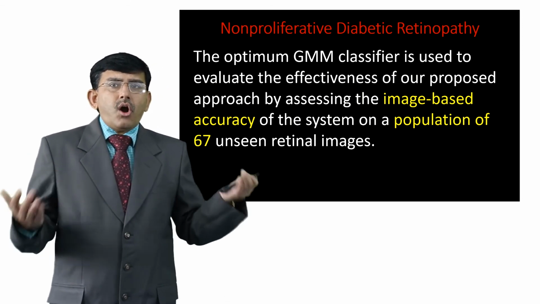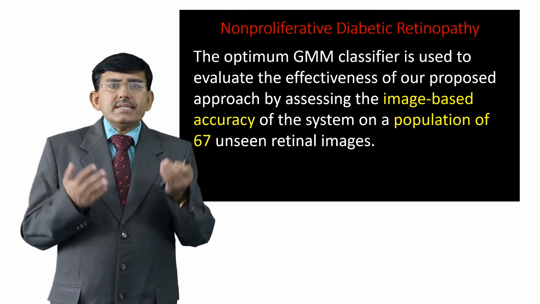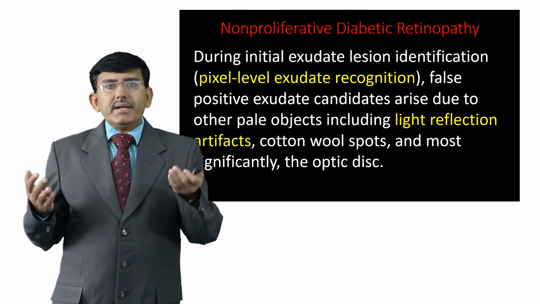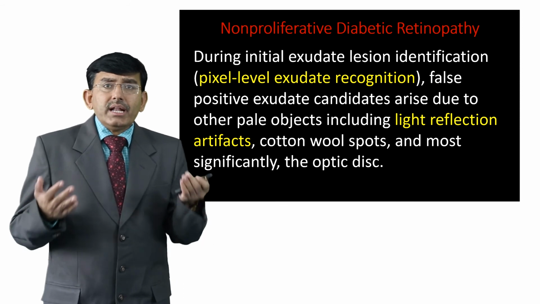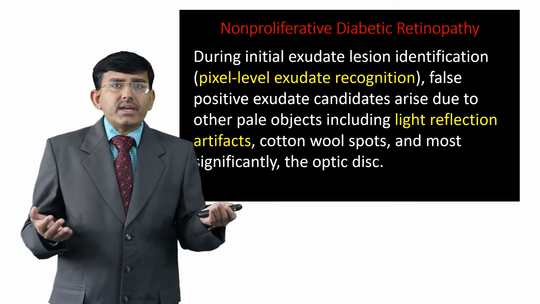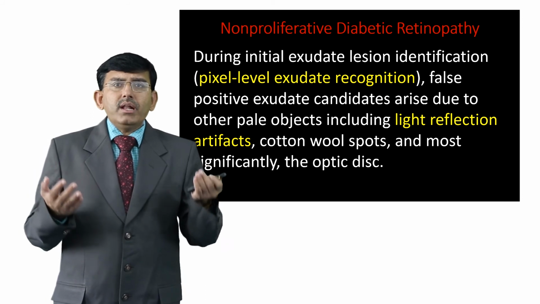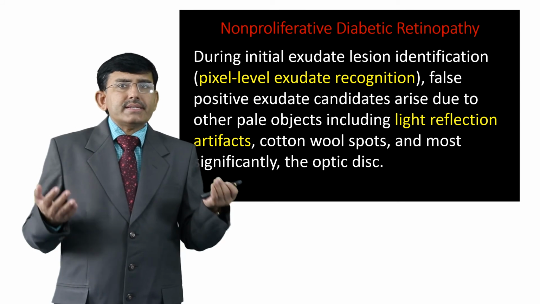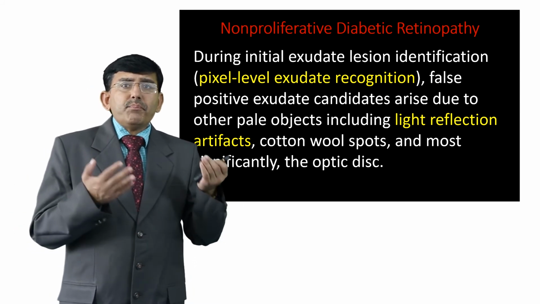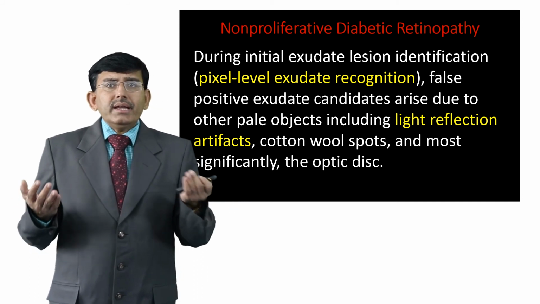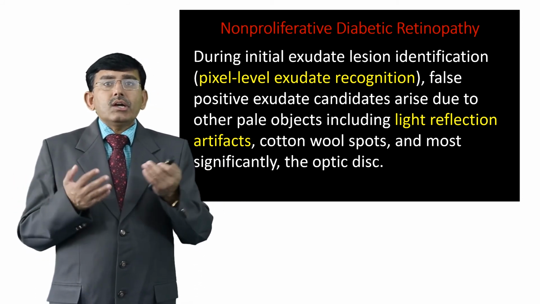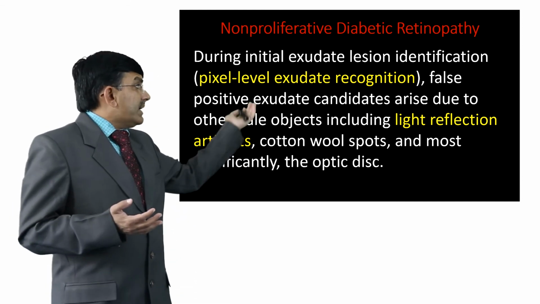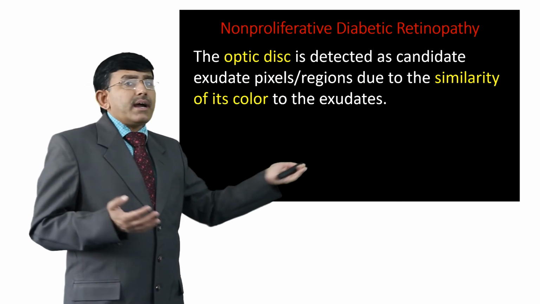on a population of 67 unseen retinal images captured from diabetic subjects. During initial exudate lesion identification, pixel level exudate recognition, false positive exudate candidates arise due to other pale objects including light reflection artifacts, cotton wool spots, and most significantly the optic disc of the retina itself.